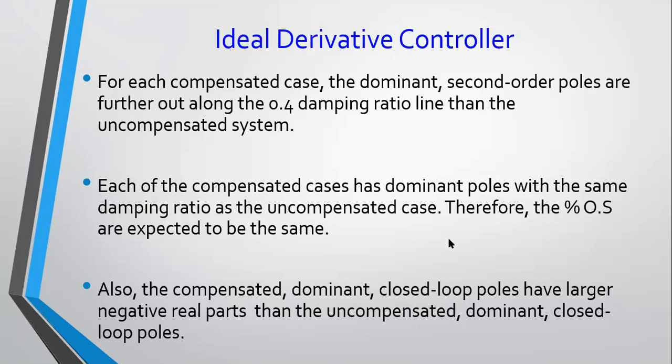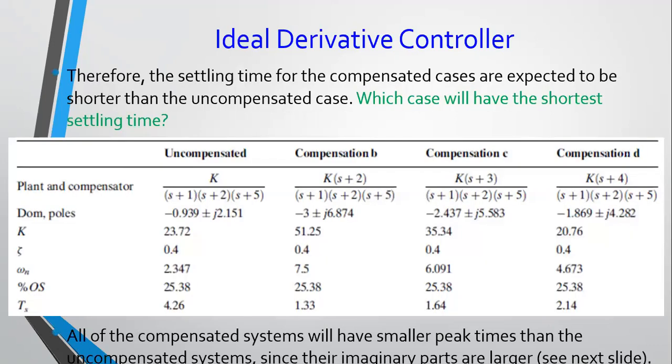Okay, so each of the compensated cases has dominant poles with the same damping ratio. So when your damping ratio relates to percentage overshoot, you'd expect this to be more or less the same. There can be slight changes, we've seen that, and you have to cross-check that by doing simulation, but you expect your percentage overshoot to be more or less the same if your second order approximation is valid. Okay. And also the compensated dominant closed loop poles have larger negative parts, like you've seen, it's moving up on damping ratio lines, so you expect your settling time and your peak time to reduce.